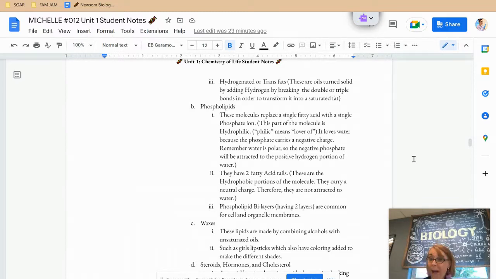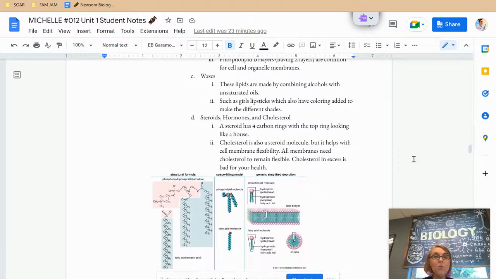All right. Now we've also got waxes. You may think immediately of earwax, and yeah, that's actually kind of true. These have combined an alcohol with something that was unsaturated, and it usually is going to be liquid, not solid, kind of in between. An example perfect for our females in the room would be your lipstick. We've got a lot of waxes, and those a lot of times come from whale blubber. Kind of gross.